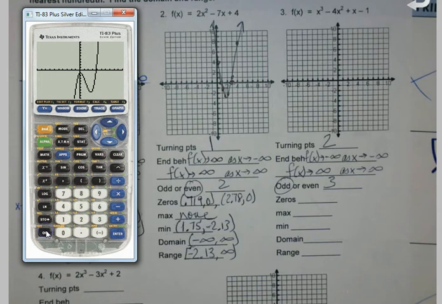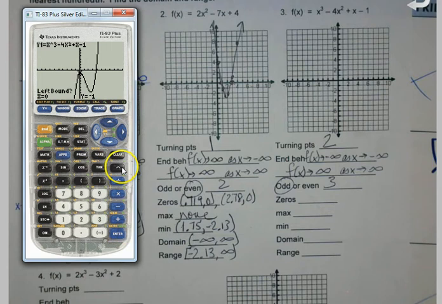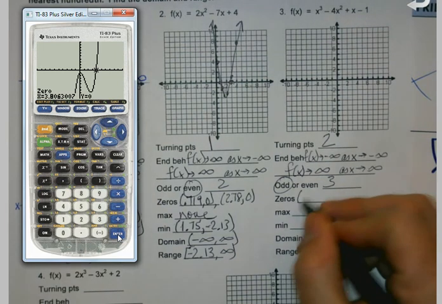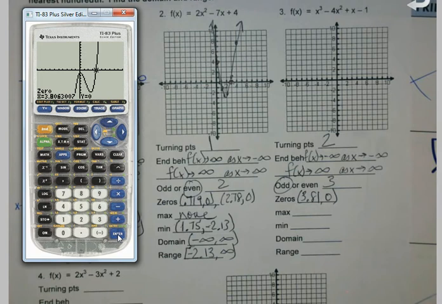Zeros, it looks like we only got one of them this time. So that shouldn't take long to find. Again, anywhere below, that's going to be to the left here. In this case, then, anywhere above would be to the right. So 3.810 would give me that one.